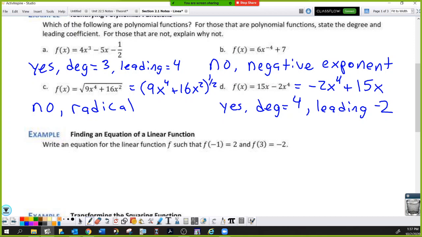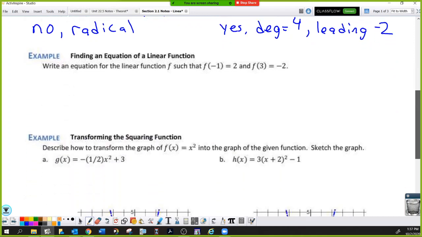What do you guys think? Questions, comments, concerns? That's pretty straightforward. Radicals and negative exponents and fraction exponents, big no-nos on your x's. But all that junk can be done to the numbers. Nobody cares about that. Just can't happen to the exponents. I mean, just can't. Yeah, I said that right.